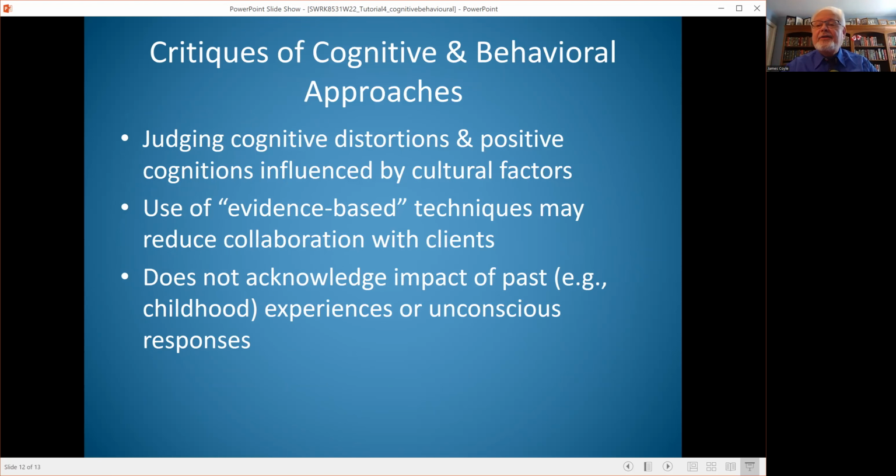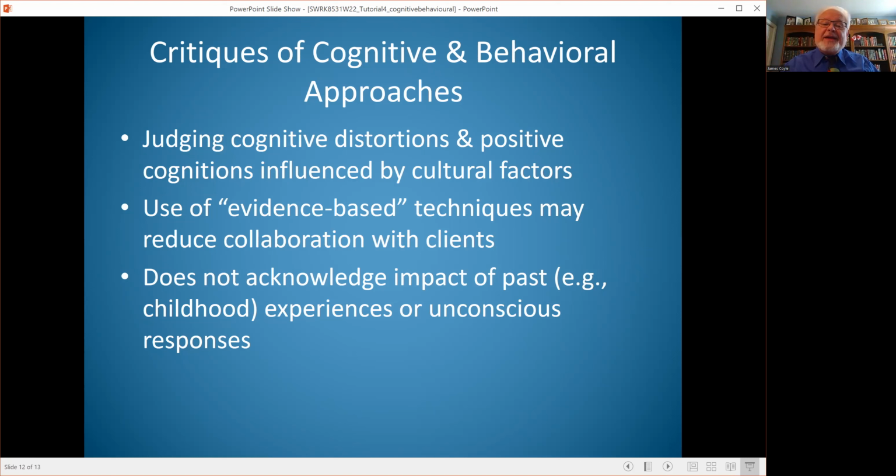Some of the critiques are that cognitive distortions and positive cognitions are influenced by cultural factors, and you really do need to take that into consideration. That's why you have to be careful about recommending specific cognitive alternatives. If you're working with a woman who, from her cultural perspective, feels that her husband is the head of the family and she has to follow his rules, telling her that this is Canada and we don't operate that way may be true, but it may not fit for her. And so it may diminish her capability of making change. You may have to help her take a look at what's going to fit for her in her cultural milieu.